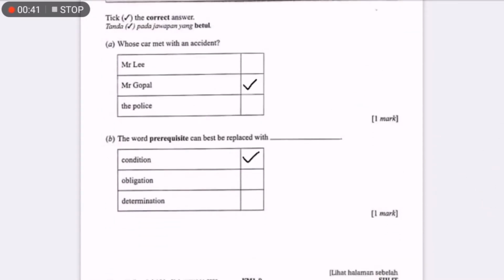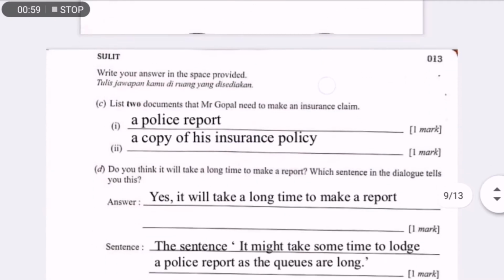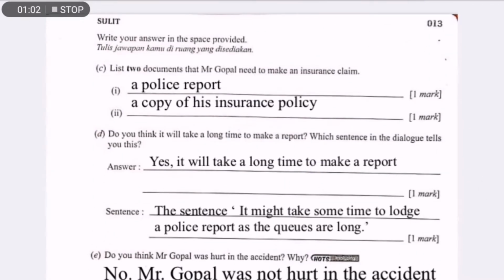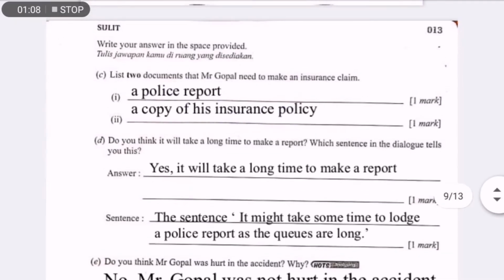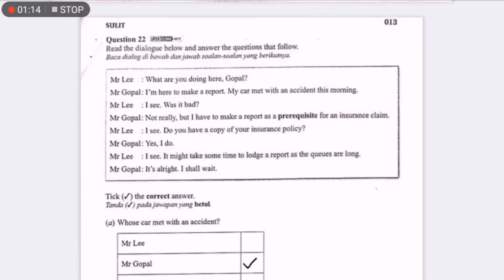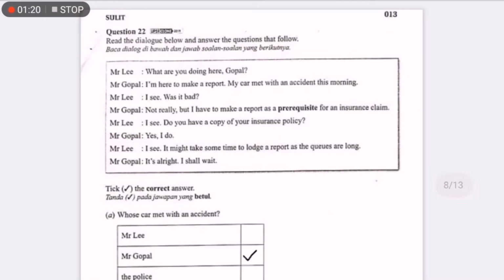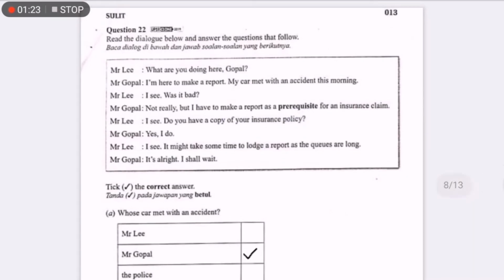Question B. The word prerequisite can be best replaced with, the answer is condition. Prerequisite is conditions that you need to meet before you do something. What are the things that you need to do before you get what you want? That is the condition. List 2 documents that Mr. Gopal needs to make an insurance claim. Over here it says a police report and a copy of his insurance policy. How would you know? It's written over here. You see, I have to make a report as a prerequisite for an insurance claim. So a police report, and also a copy of the insurance policy.